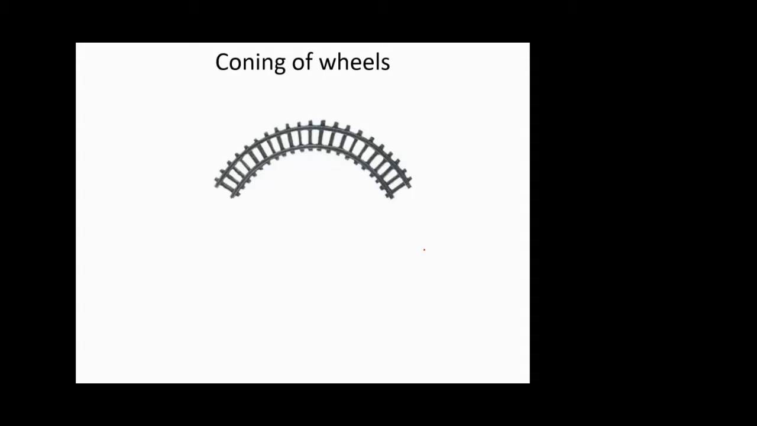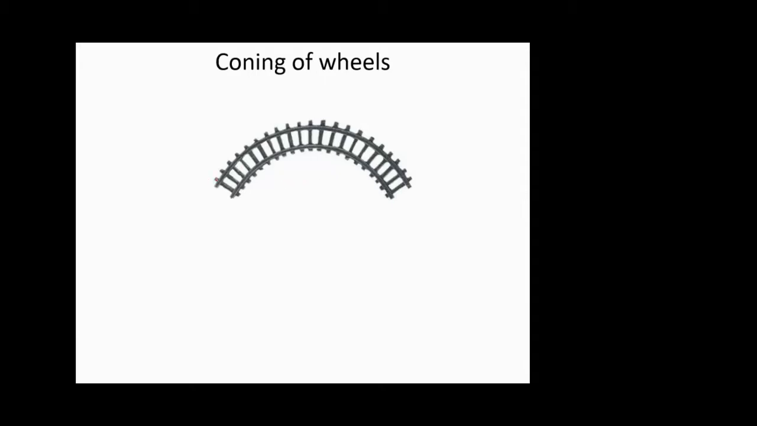require this coning of wheel a lot. It's not like we require it only on the straight track or only on the curved track. We require it on the straight track as well. But on curved track, you have a much more necessity for this coning of wheels. So what is it? We'll see.